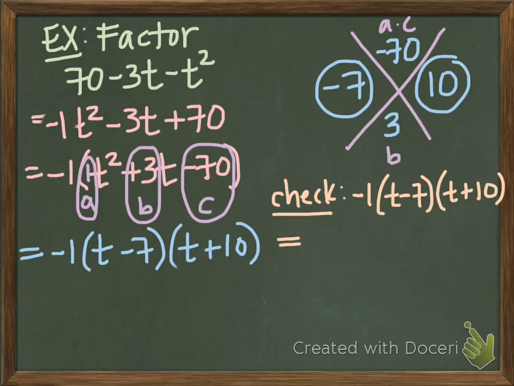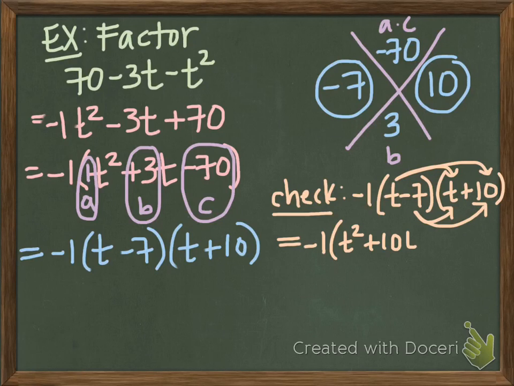All right, first thing we're going to do is double distribute, and then when we're done with that, we'll distribute that negative 1. So we're going to keep the negative 1 for right now. All right, t times t is t squared. T times 10 is plus 10t. Negative 7 times t is negative 7t. And negative 7 times 10 is negative 70. Combine the two middle terms, positive 10t and negative 7t, to make positive 3t.